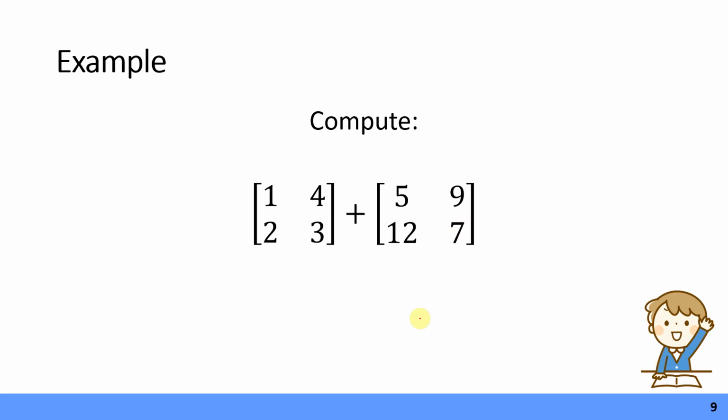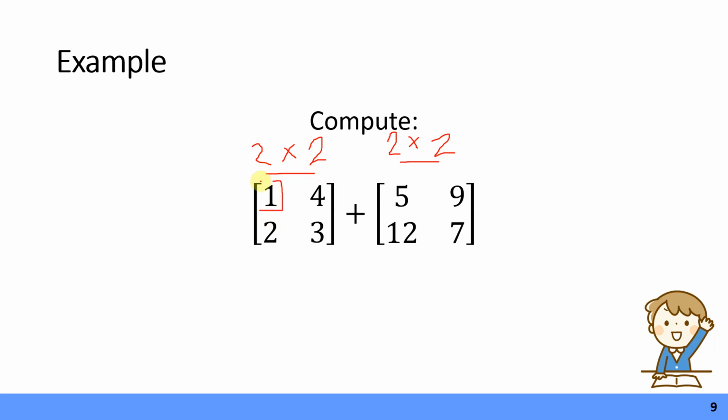If you notice, the first thing I want you to do is ask yourself, are these two matrices the same order? So this one here is a 2 by 2. And this one here has 2 rows, 2 columns. So this one's also a 2 by 2. So since they're exactly the same order, then yes, I can add them. And to add them, you guys, it's going to be super easy.